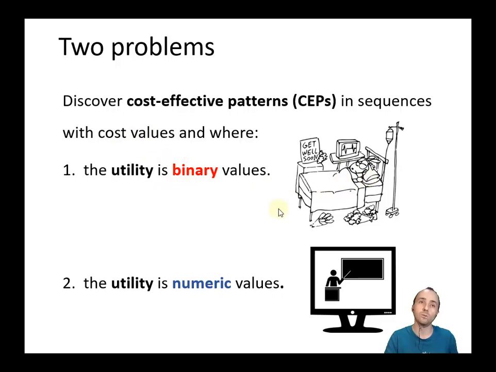It is a binary value. And I will talk to you about the second problem, where the utility is some numeric values, like, for example, in e-learning. So you pass some final exam, and for the final exam you have a grade. The grade is the utility value. It could be some numbers, like numeric values. So you pass the exam, you got 60%, or 90%, or 100%. I will explain how these two problems are a little bit different, and how to find the good patterns that will give you the high utility with the low cost for these two cases.